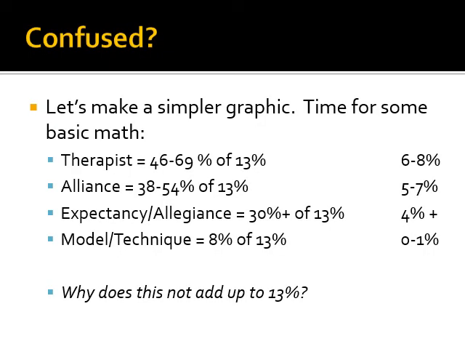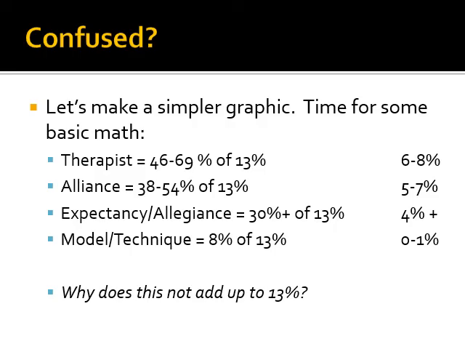So if you want to understand the impact of what we can control for, things like the therapist and the alliance, expectancy and allegiance, model and technique, we can do a little bit of basic math to explain that 13%, to break it down. So let's say the therapist accounts for 46 to 69% of that 13%. That results in about 6 to 8% of the reason for change occurring. The alliance, 38 to 54% of 13%, represents about 5 to 7% of the reason why change occurs.